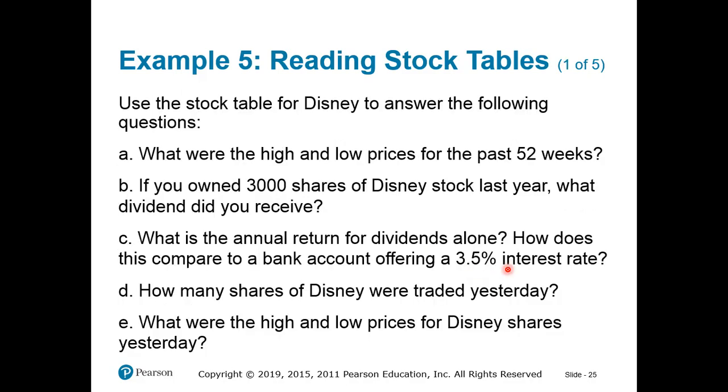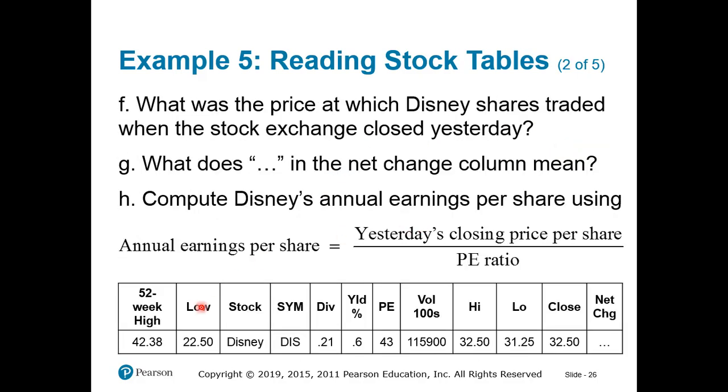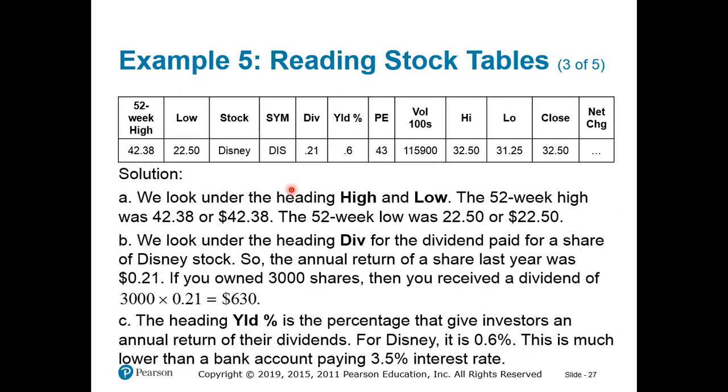So let's go back. What were the high and low prices for the past 52 weeks for Disney stock? Well, here it is. Here's the 52-week high. That's $42.38. The low was $22.50. Here's the stock name, Disney. Here's the symbol on the New York Stock Exchange, DIS. Here's the dividend, 0.21. So let's talk about that.